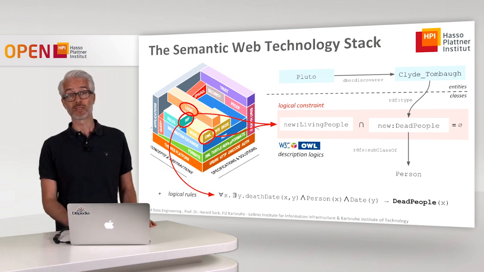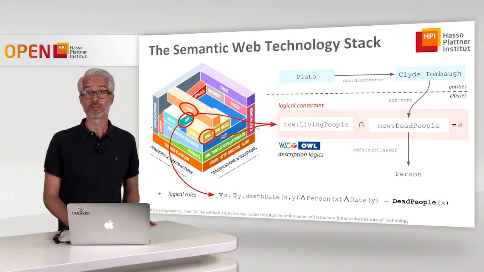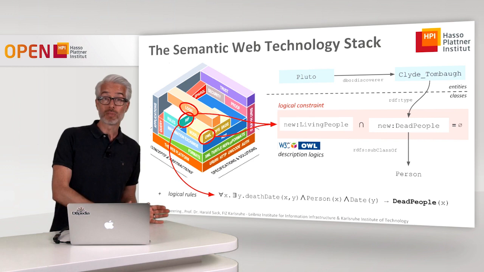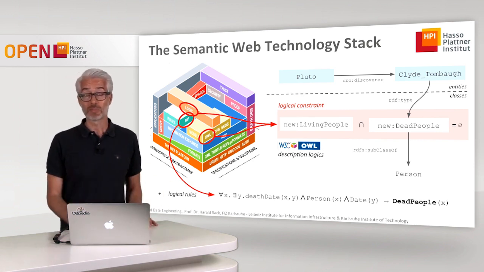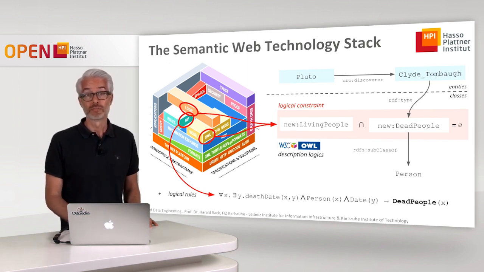For example, I define a class living people and a class dead people. Both are subclasses of person. And then I can say, okay, no living people is in the class of dead people. So these two classes must be or should be disjoint. And I can express this with the help of the OWL description logics language.